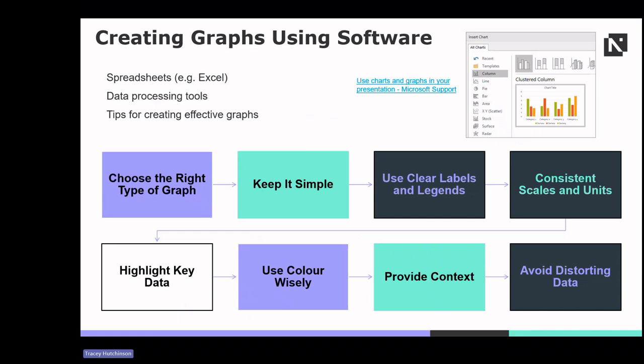And finally, present data accurately without distortion. Ensure that graph scales are appropriate and do not exaggerate or minimize the data. Misleading graphs can damage credibility.